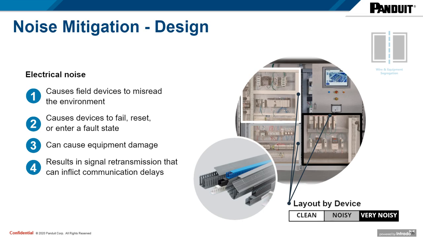Another related good practice is utilizing different colors of wiring duct for color coding these zones. For example, white wiring duct for the clean zone, gray wiring duct for the noisy zone, black duct for the very noisy zone, and even blue duct for intrinsically safe areas.